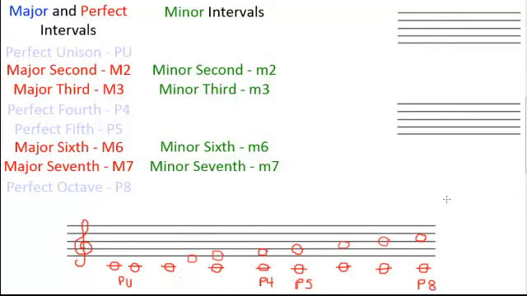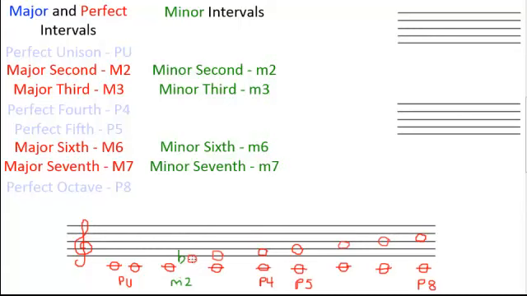So let's start with the major second to become a minor second. What we want to do is lower this note by a semitone to become a minor second. So let's listen to what a major second sounds like. Okay, let's lower that now by a semitone. Now let's listen to what that minor interval sounds like.